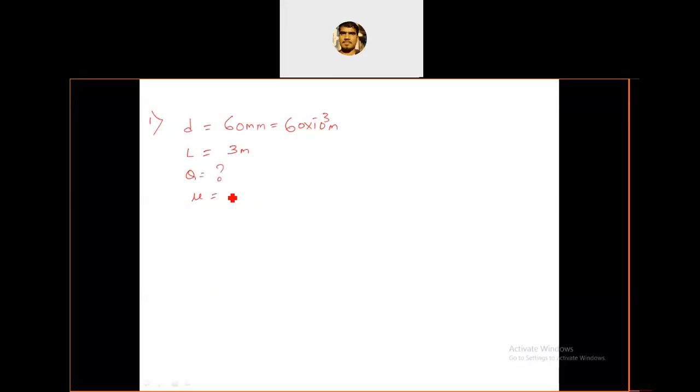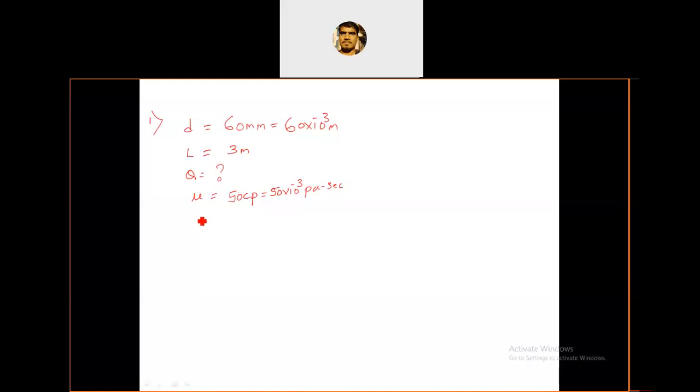For that you have to refer to the data handbook. In the data handbook, SAE 40 oil at 60 degree gives 50 centipoise. So 50 centipoise you have to convert to SI unit, that is 50 into 10 raised to minus 3 Pascal second. Pascal means Newton per meter square, so Newton second per meter square.